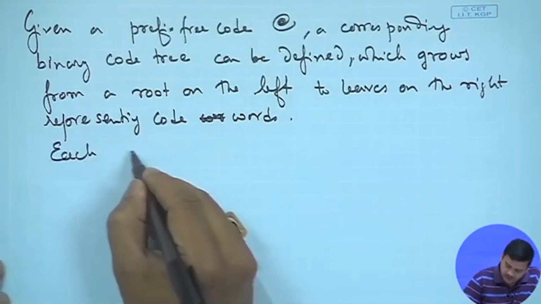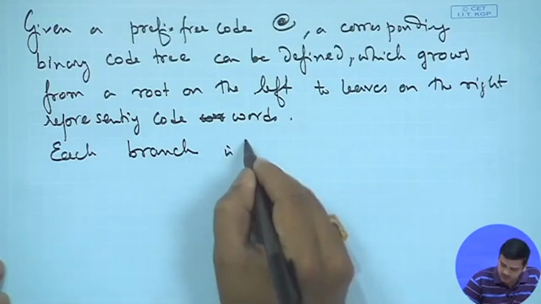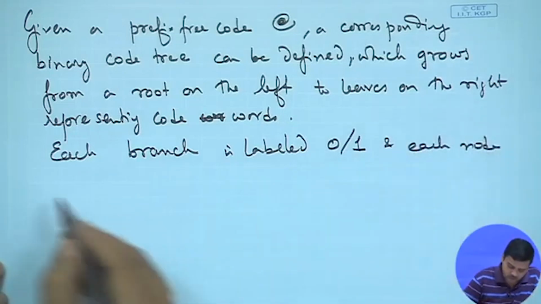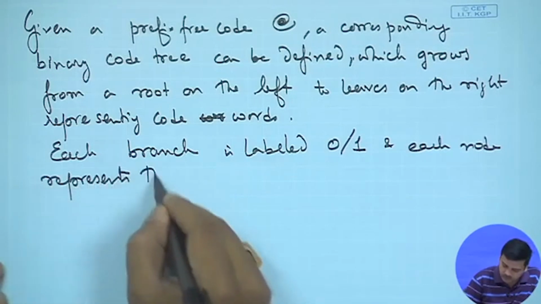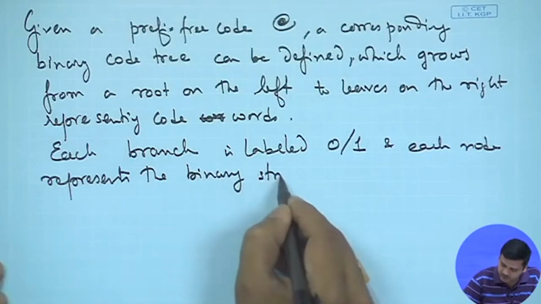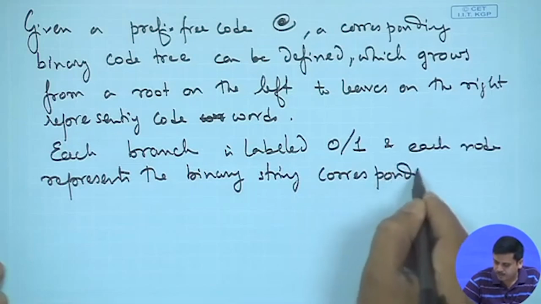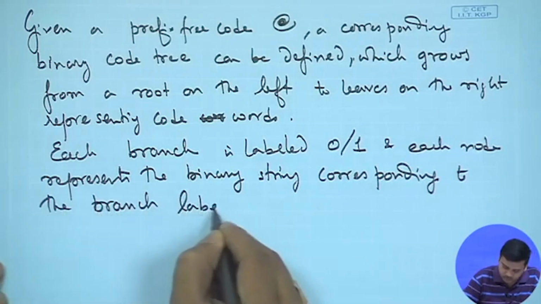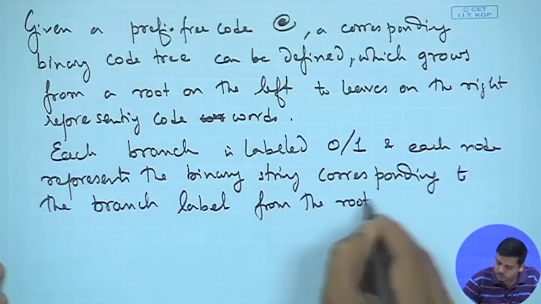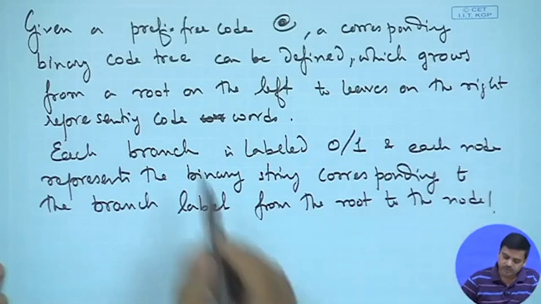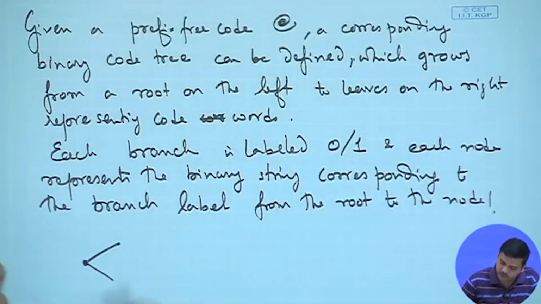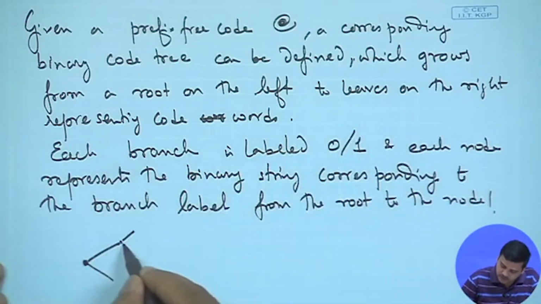Further, we say that each branch is labeled 0 or 1 and each node represents the binary string corresponding to the branch label from the root to the node. So, if we read this, given a prefix free code C, a corresponding binary code tree can be defined which grows from a root on the left to leaves on the right, and these leaves form the code words.